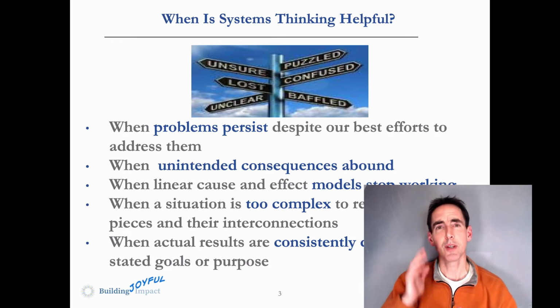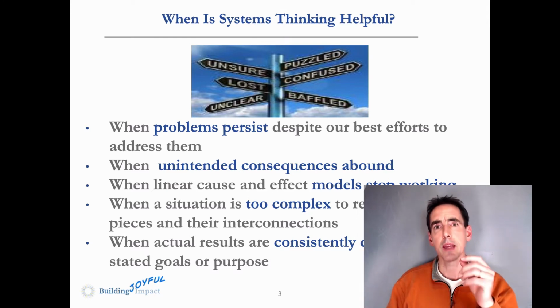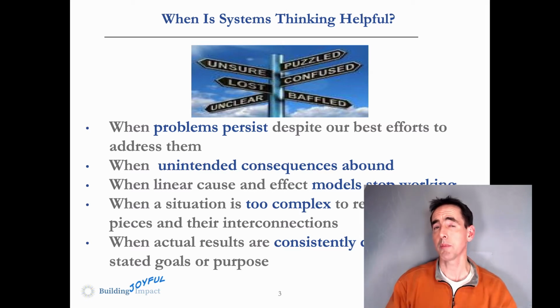Another one is that our brains are wired to use linear cause and effect. If A, then B. But in a complex system, that often just isn't true, and it's not reliable. Every time you do A, you don't always get B. Sometimes you do, sometimes you don't. That's, again, another indication that you might want to bring systems thinking to bear.